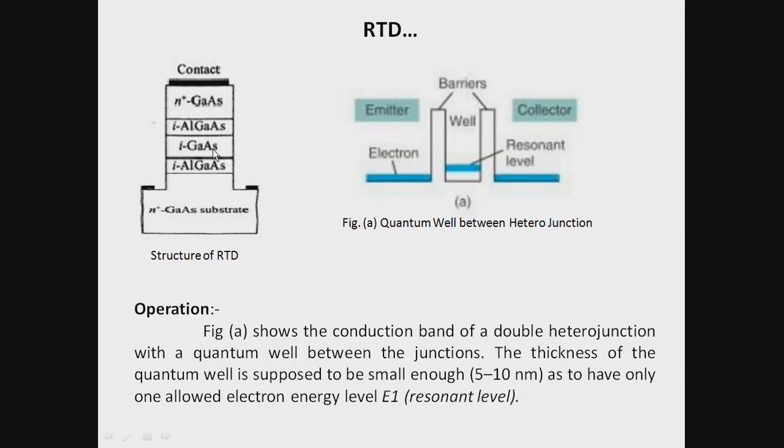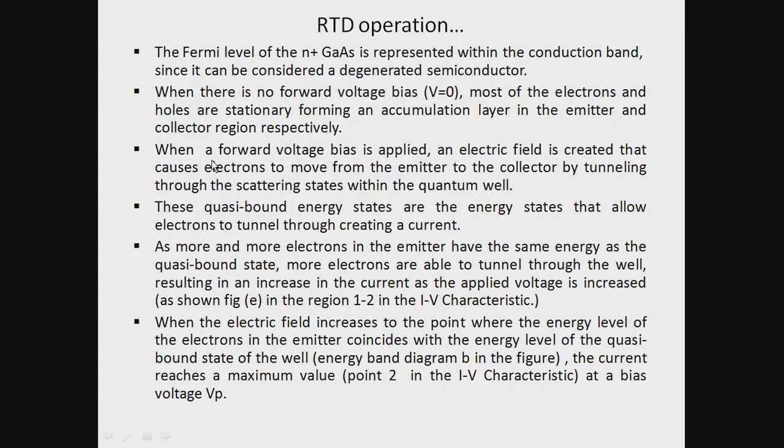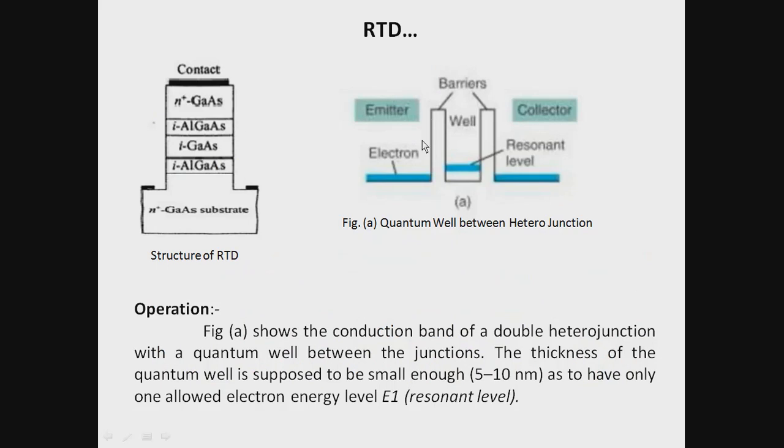So here, at this aluminum gallium arsenide, a heterojunction is formed. Here also a heterojunction is formed. So between these heterojunctions, quantum wells are formed. This is a double barrier structure as shown here. One barrier is here, the other barrier is here, and between these barriers, quantum wells are formed. And this is the electron from the emitter side that is injected, or that penetrates through this barrier, to the quantum well.